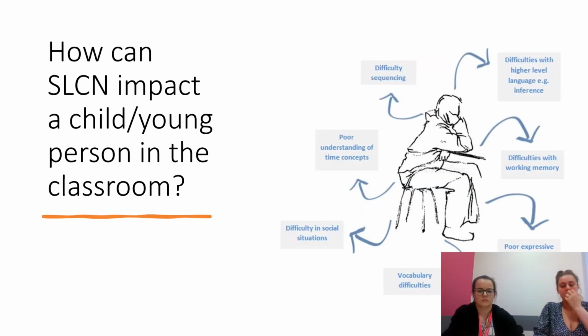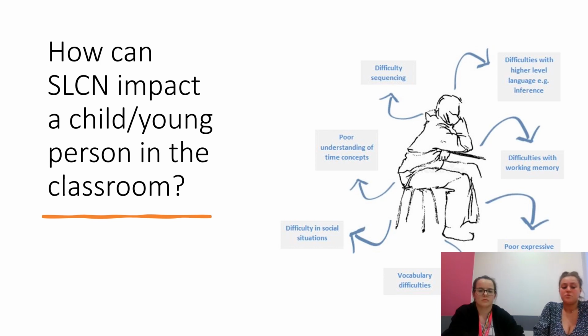So on this slide we've got a bit of a visual picture about how speech, language and communication needs can impact a young person in the classroom. So if we're thinking about when we work with children that have got speech and language communication needs, they might have difficulties with higher level language. So this is like inferring meaning from text or inferring meaning from a picture. They might have difficulties with their working memory.